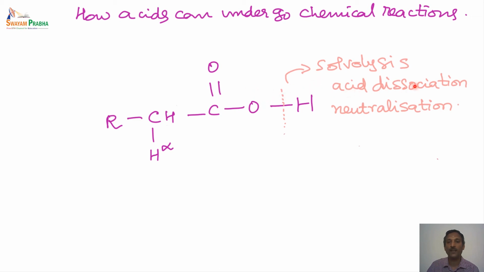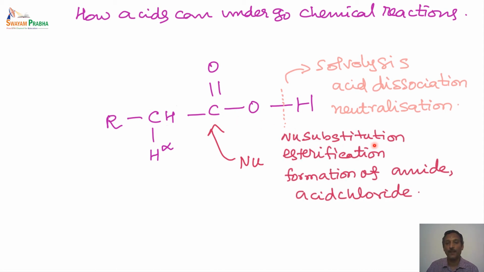So that is the acid dissociation reaction. These are the two reactions which can be obtained by the breakage of the OH bond. The next one is, here oxygen is electronegative in nature, so this bond is polarized towards oxygen. So this carbon becomes electron deficient, and any nucleophile can attack this particular carbon. That is a nucleophilic substitution reaction.